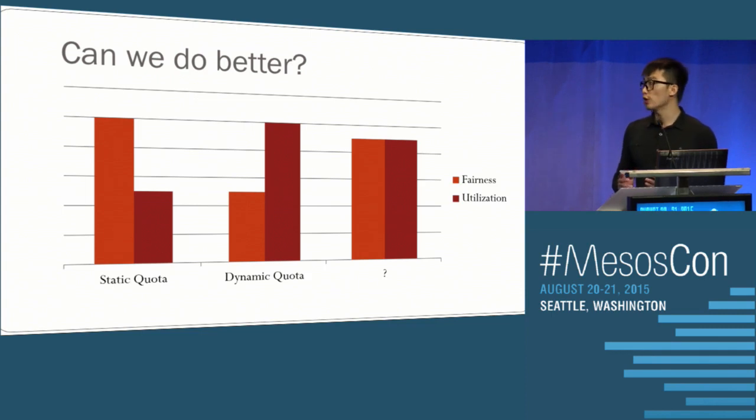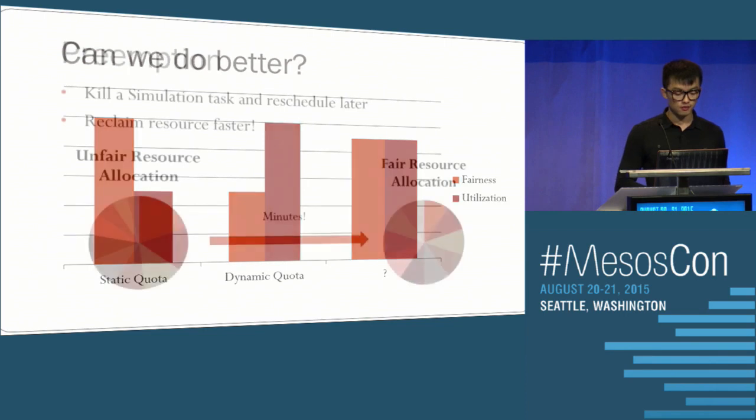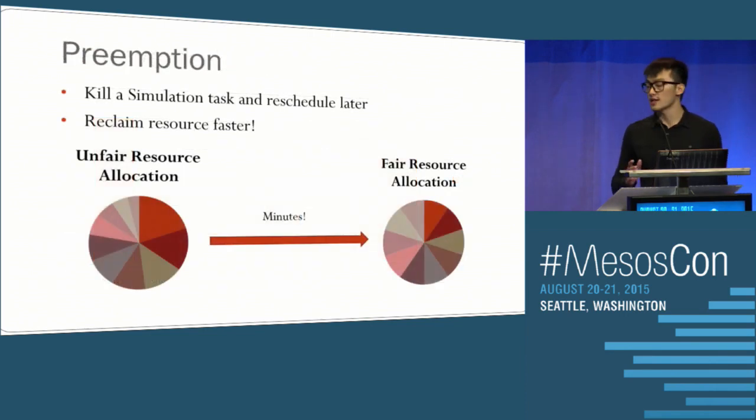So can we do better? We have talked about static quota, which is great in fairness and poor in utilization. We've talked about dynamic quota, which is kind of the opposite. So can we find something that is both good in fairness and utilization? Well, not surprisingly, the answer is yes.